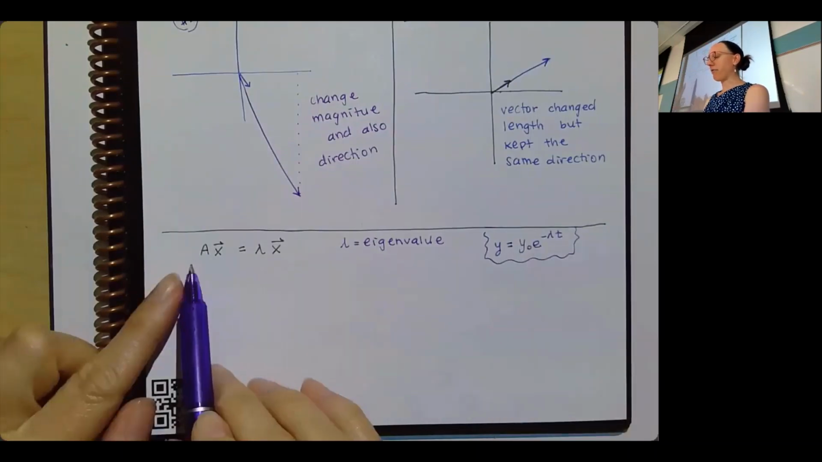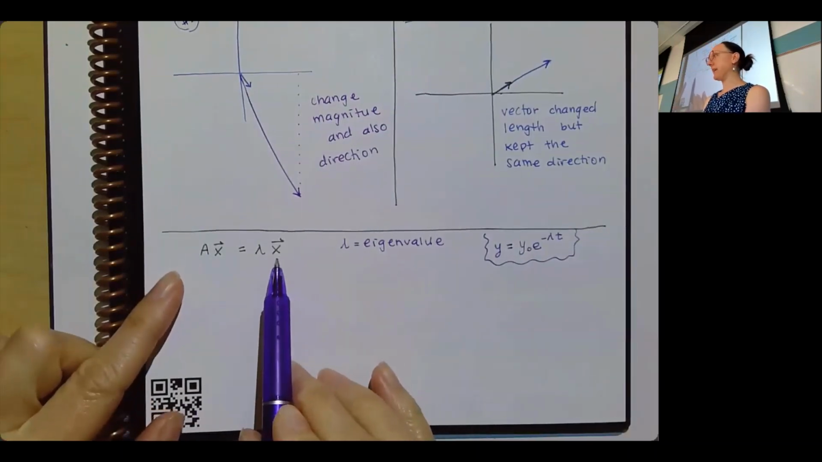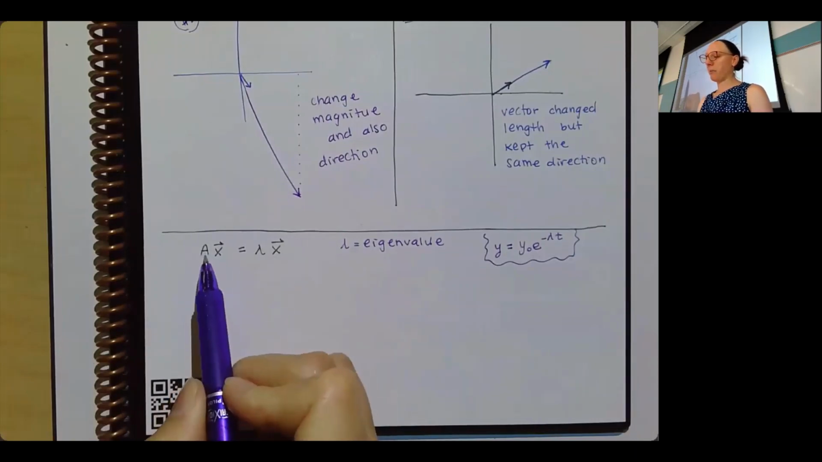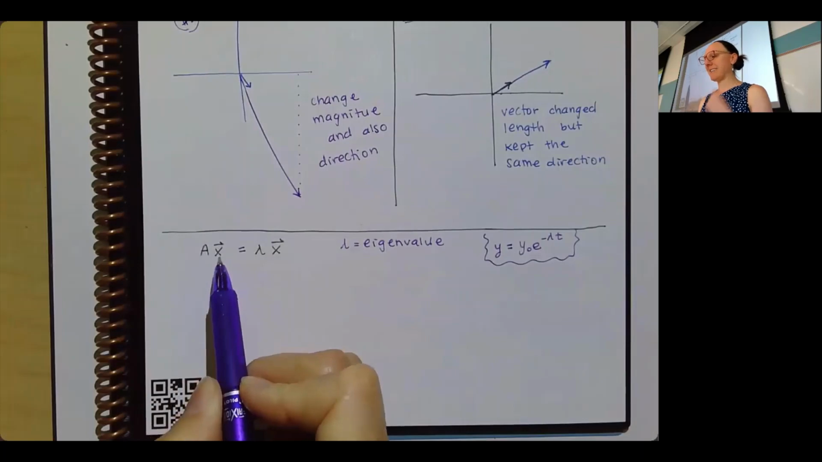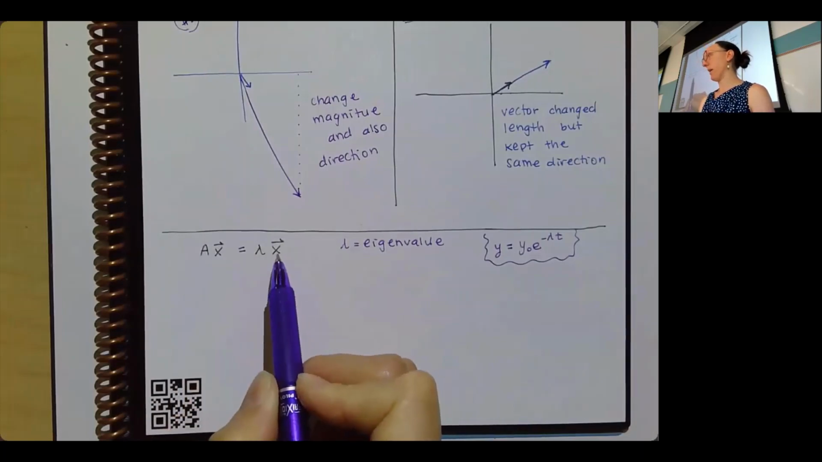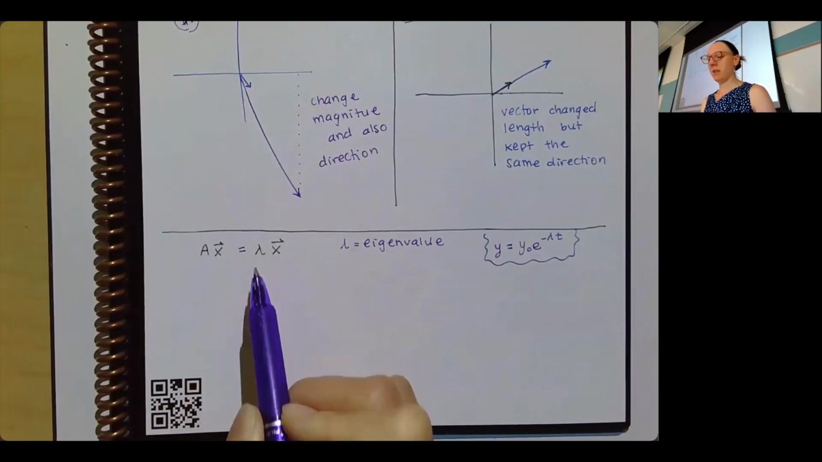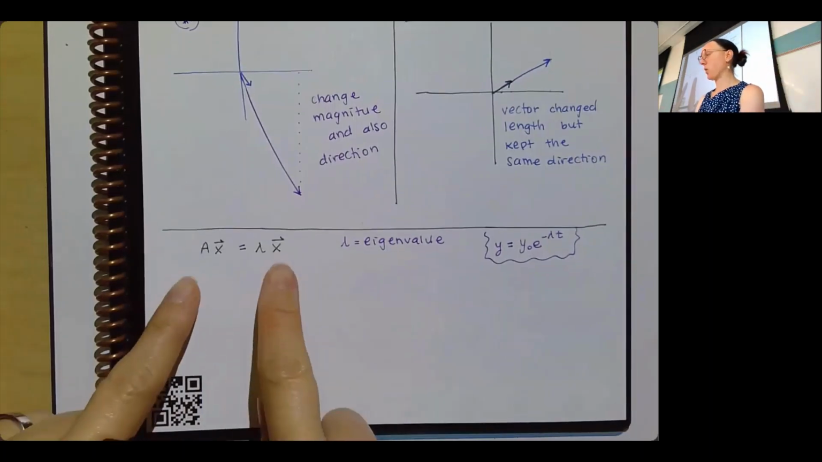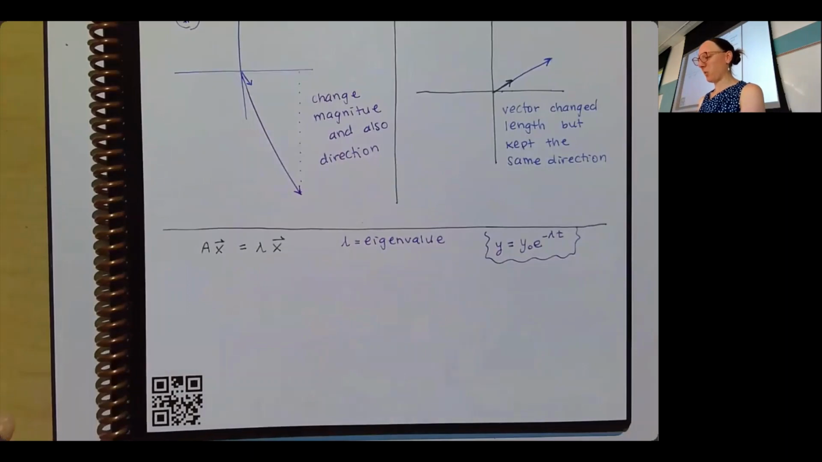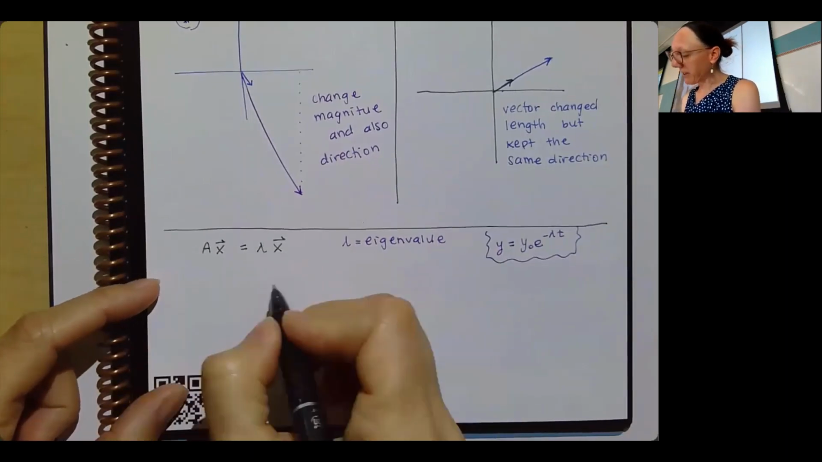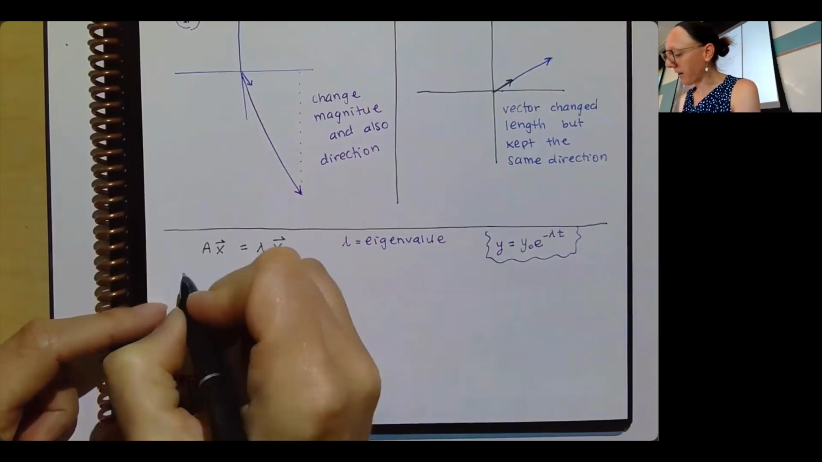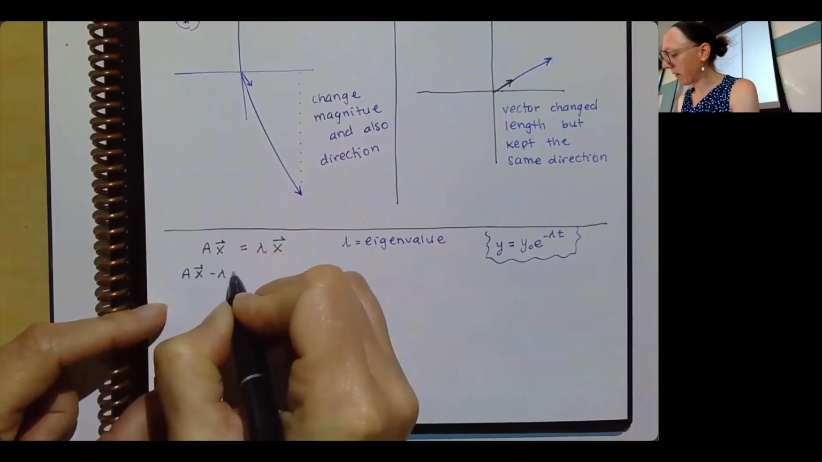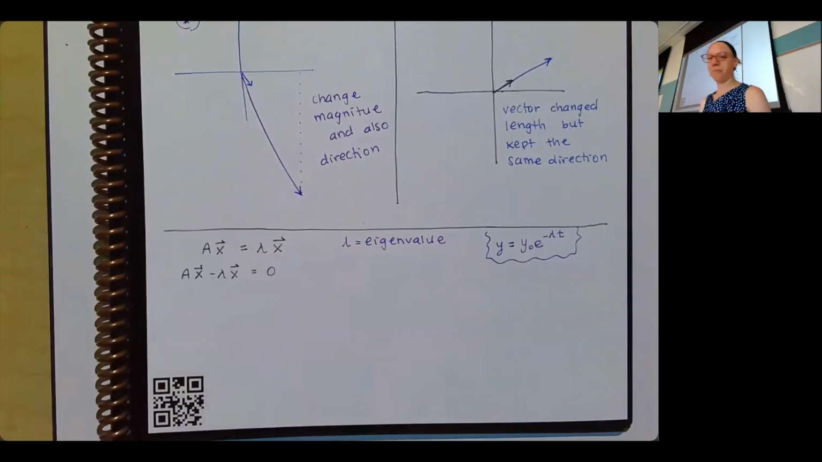So this is our fundamental equation for what it means to be an eigenvector eigenvalue pair: multiplying a matrix by this vector is equivalent to multiplying the vector by a number. Now comes the fun part. I'm going to solve this equation by moving everything to the left-hand side. So I'm going to have A times x minus lambda times x is equal to 0.